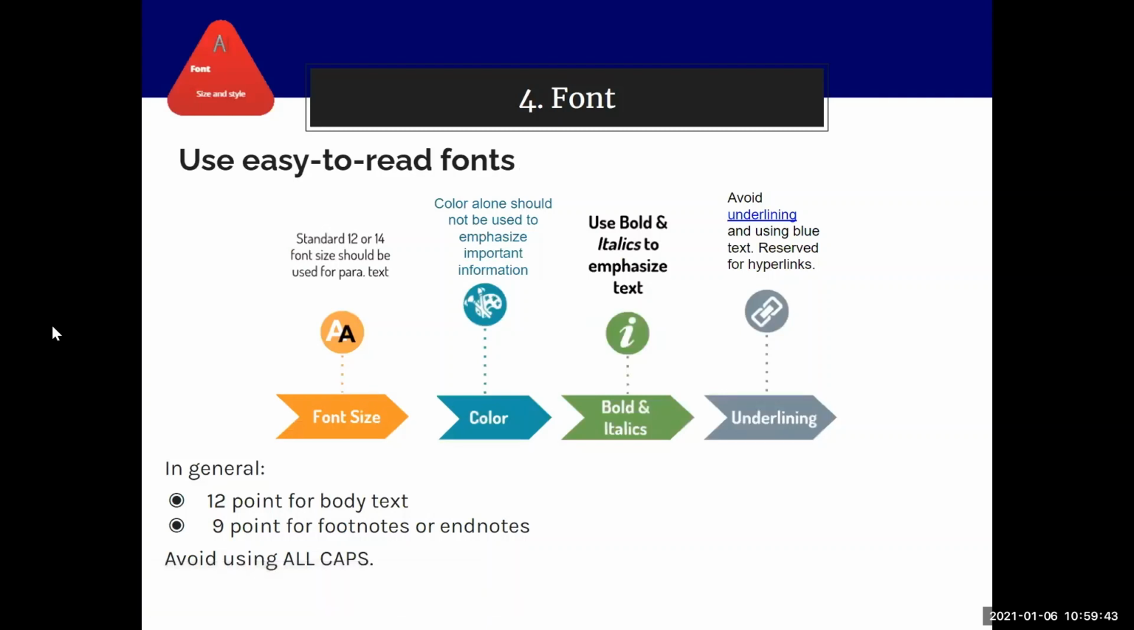Another thing we want to be mindful about is when you're using fonts. Font size is very important. You want to avoid using all caps because that usually indicates that you're yelling. In general, 12 point font is good for the body of the text. 9-point fonts are good for footnotes or endnotes. It says here standard 12 or 14 is okay for paragraphs. Color alone should not be used to emphasize important information. You want to use bold and italicize important text, and avoid underlining and using blue because that's usually reserved for hyperlinks.